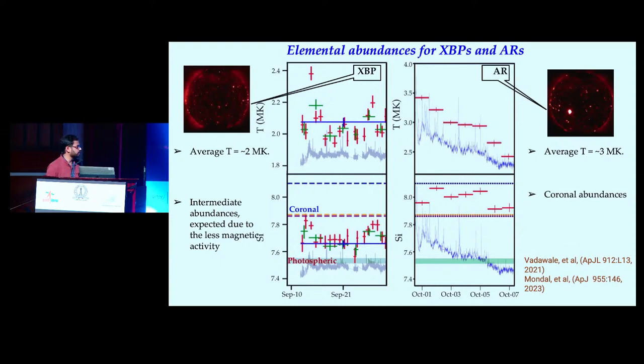We found the abundance in this location, in this plot. Whereas for the active region, throughout the time, we found the abundances are always coronal, within the coronal range throughout the evolution of the active region. So it is quite expected from our understanding that during this quiet phase, most of these X-rays are coming from these tiny dots, known as X-ray bright points. These have much less magnetic activity compared to the active region, and because of that, they are expected to have intermediate abundances.